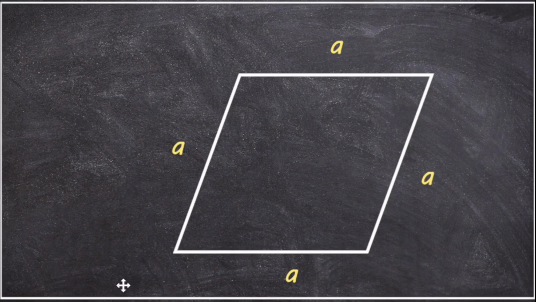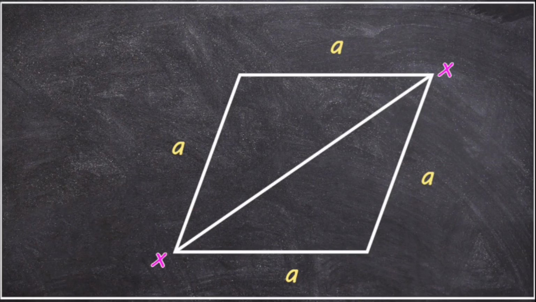This is a rhombus. A rhombus is a parallelogram where all of the sides are of equal length. I've labelled the length of the sides A. Now let's draw in the diagonals joining each corner of the rhombus. I'll give this diagonal the label X and the other diagonal will have the value of Y.